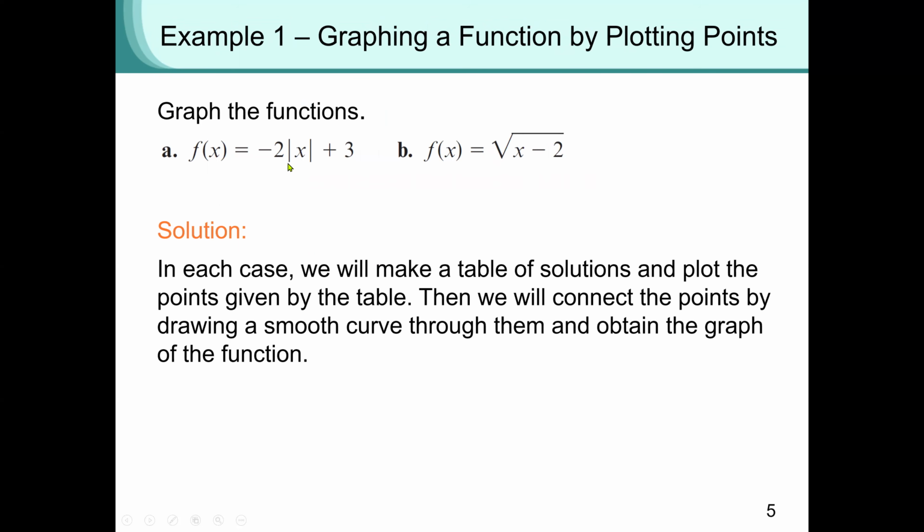So let's start with an example. Here they told us to graph the following function. We have f of x equal to -2 times the absolute value of x plus 3. So here the first thing we need to do is to come up with possible x values. Now, since this is an absolute value function, it can be the reflection of the positive and the negative. So it's like a symmetric.